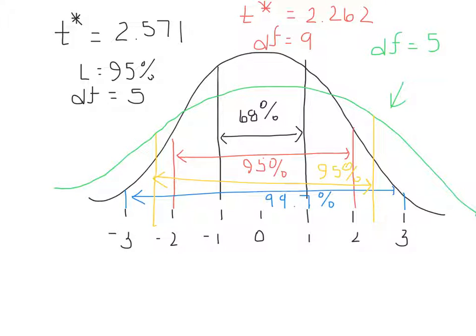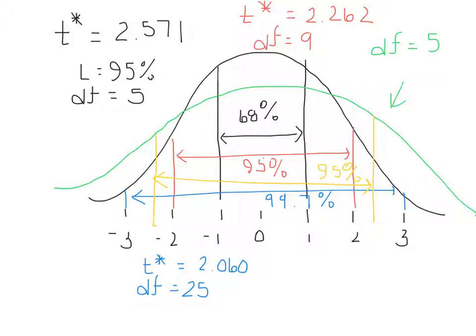Well, let's continue to increase our degrees of freedom. So let's say now that our degrees of freedom is 25. So we took a sample, say, of 26. And we want to know how many standard deviations out we would need to go in this t-distribution to capture the middle 95%. So I go to my table of critical values, and I go all the way down to 25 degrees of freedom for 95% confidence. And now I see I only need to go out 2.060 standard deviations from the center.